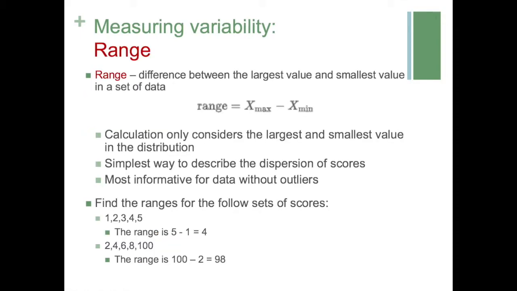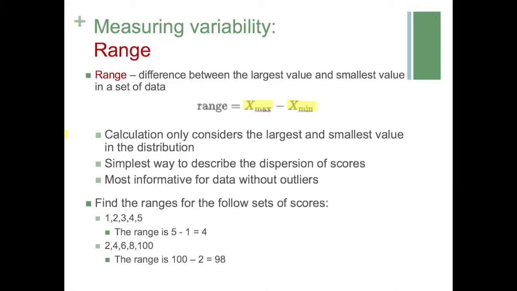The range is the difference between the largest value in a data set and the smallest value in a data set. It can be calculated as the maximum value minus the minimum value. This calculation only considers the largest and smallest values of a distribution, so it's a fairly simple way to understand the dispersion of scores. And it can be informative as long as you don't have really large outliers, meaning really extreme points within a distribution.